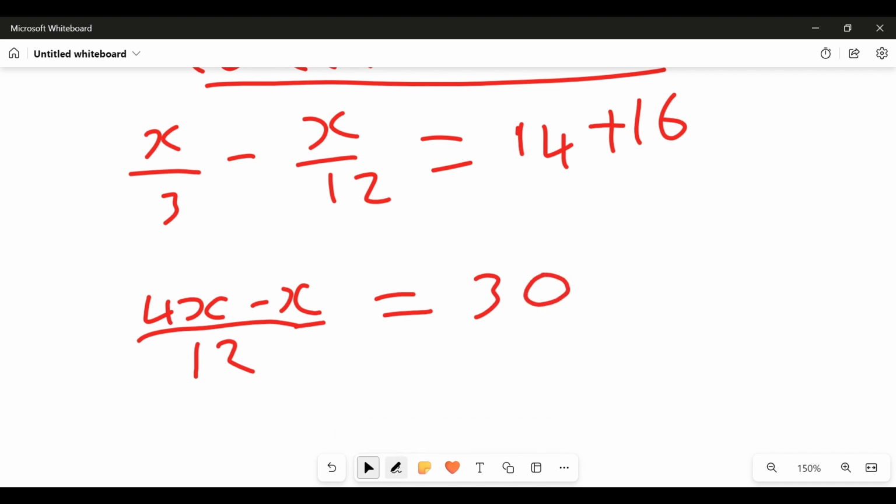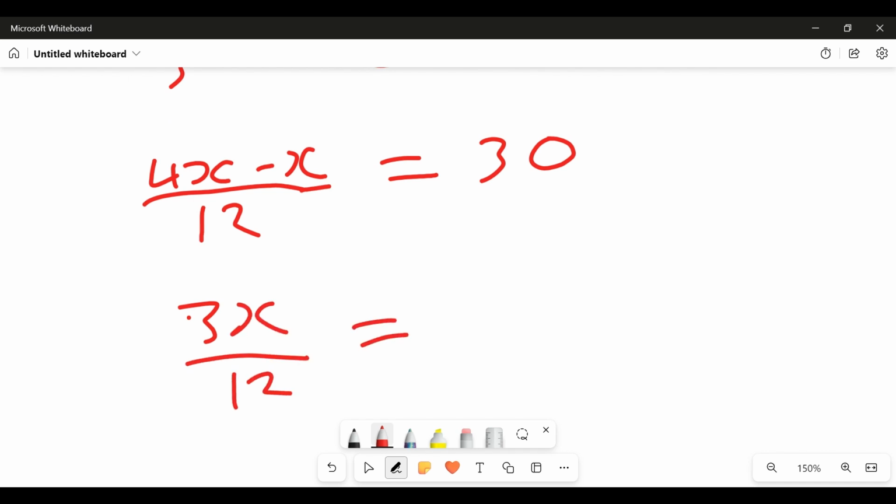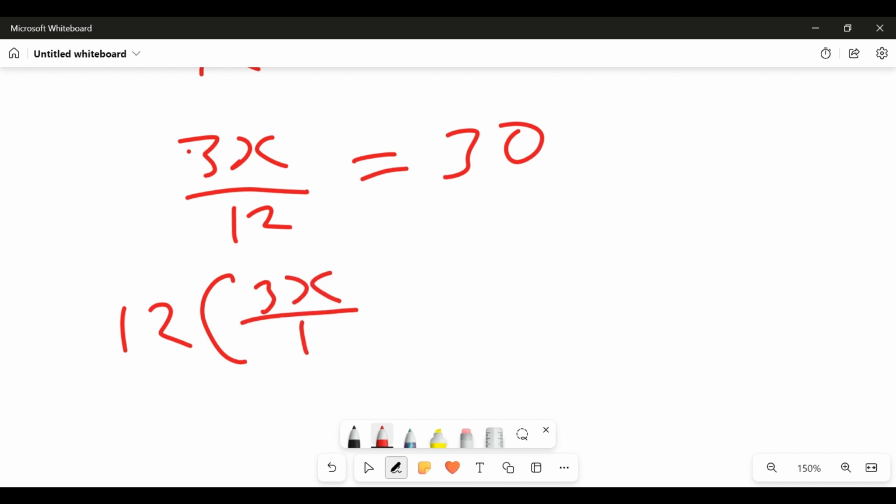So 4x minus x, that will be what? 3x. We have 3x divided by 12 is equals to what? 30. So from here we can multiply everything by 12. Multiply 3x divided by 12 by 12. That will be 12 into what? 3x divided by 12. Then equals to what?